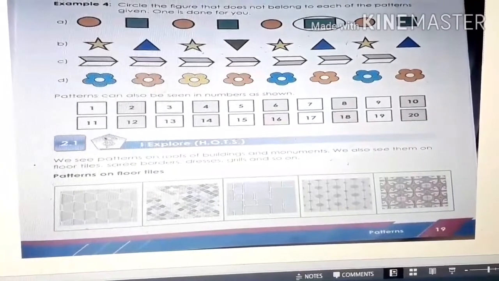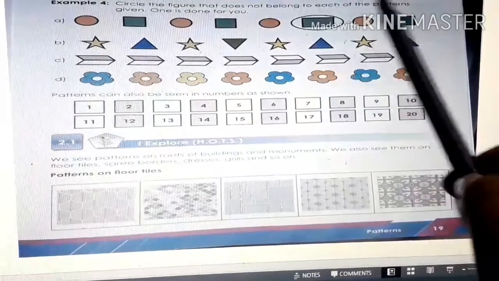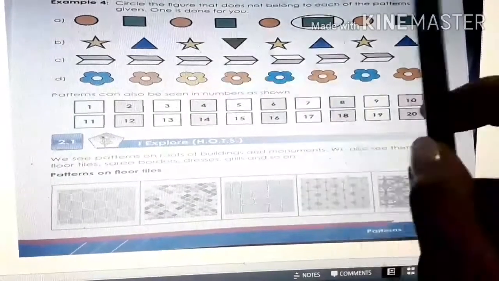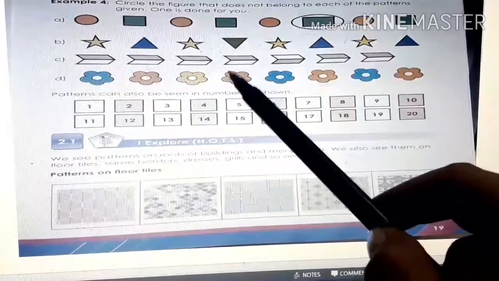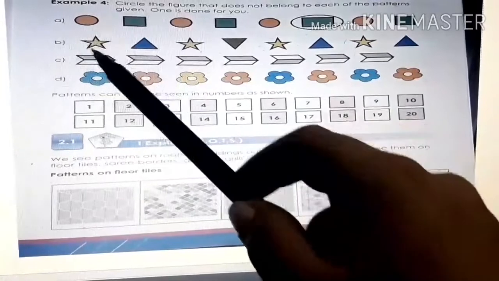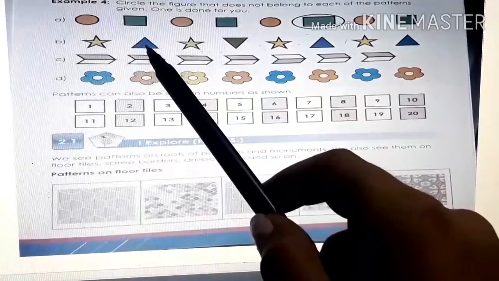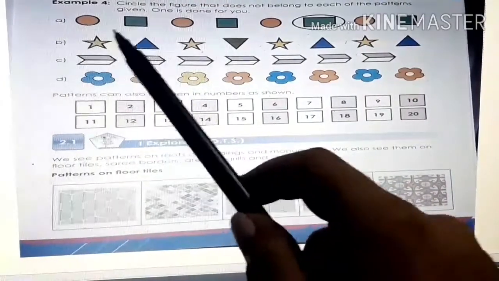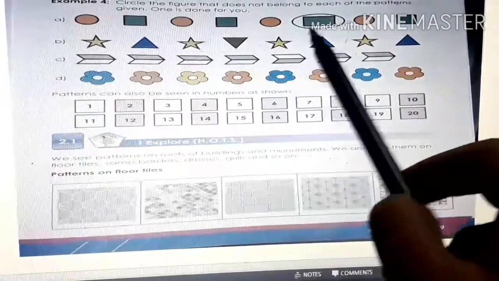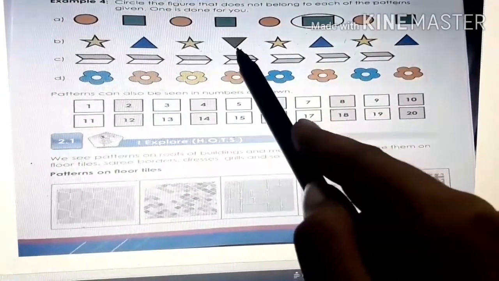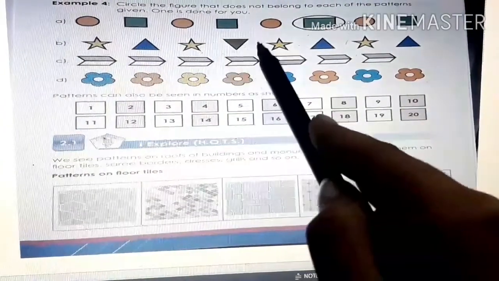Let's start with example 4. Circle the figure that does not belong to each of the patterns. Which does not belong to the pattern, you have to circle that. Or you can say you have to circle the odd one. Okay. So in number B you see there is a star and a triangle. The star is of yellow color and the triangle is of blue color, right? But which one is the odd one here? We can see this triangle which is of green color, right? So you circle this.